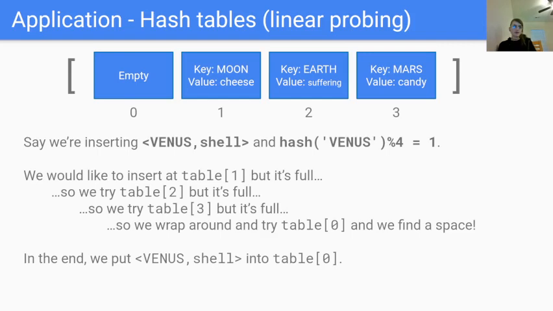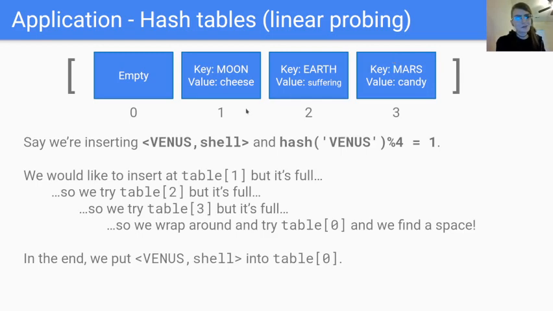All right, so here's an example. We're inserting Venus shell into this table up here. We've got the moon, Earth, and Mars. The moon's made of cheese. The Earth is, of course, made of pain and suffering. And Mars is made of candy bars. Girls go to Mars to get more candy bars.